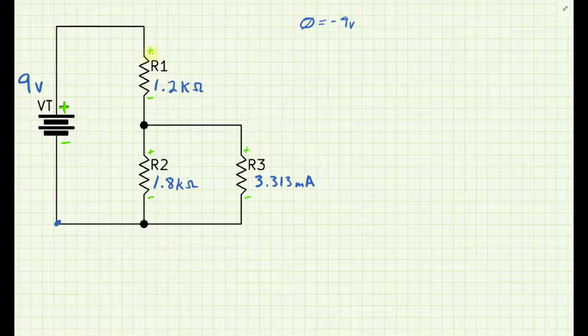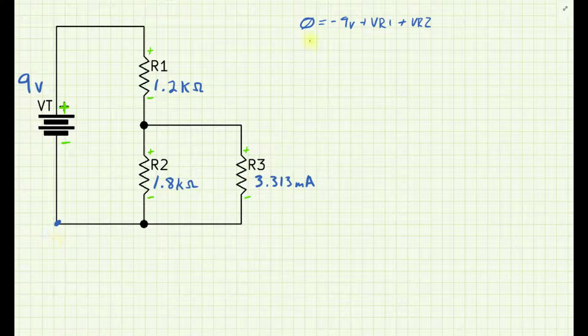I'll continue past the power supply up around this path, coming around, and now I come down and encounter the positive side of R1, so plus VR1. I'll keep traveling past VR1, continuing on this taller loop, the one on the left. I go past this node, and I encounter the plus side of R2, plus VR2. And essentially I'm back where I started, back at my little dot.